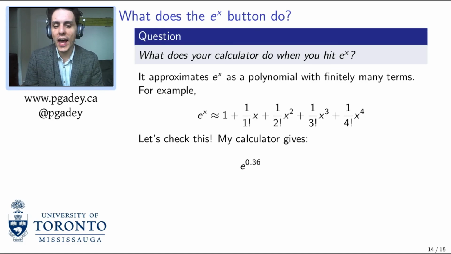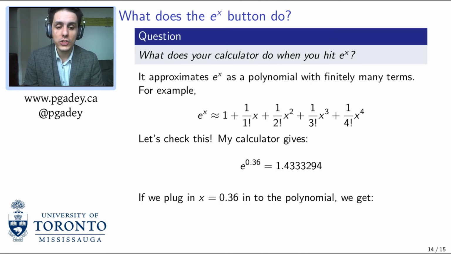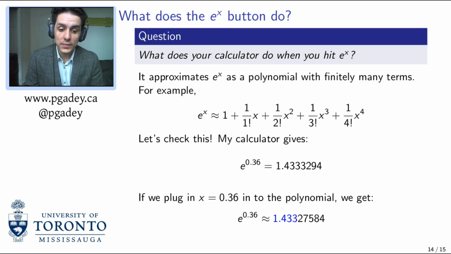Let's check this. What happens when I plug in 0.36 into this? Well, my calculator gives the following answer, 1.43333294. Okay, so far so good. If we plug 0.36 into our polynomial, what do we get? We get 1.433. So we have 3 significant digits in common here. We've made some progress in approximating this.